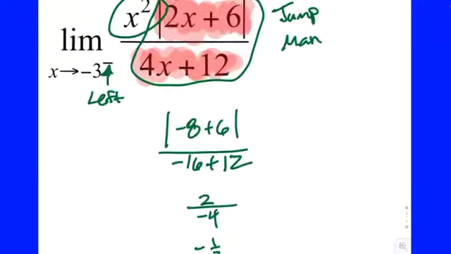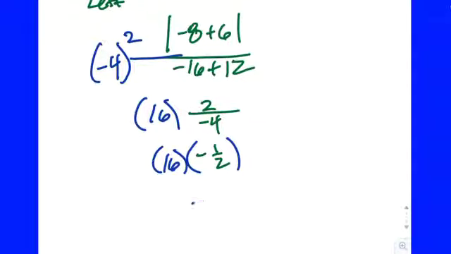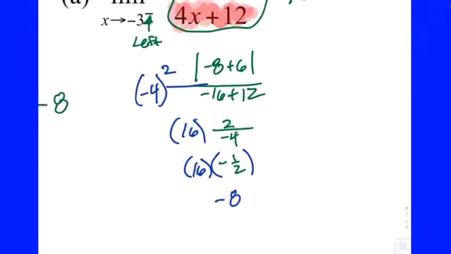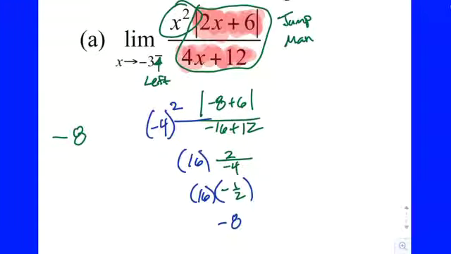Well, what else do we have there? We have x squared. So I saw some of y'all go ahead and say, all right, I plugged in a -4, so I'm going to say -4 squared, which is positive 16, and half of 16 is 8, so it's -8. And that would be a great answer choice on a multiple choice question on a test. But is that right?